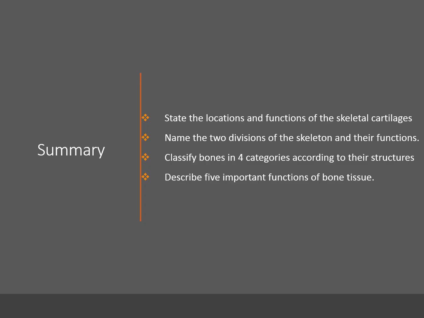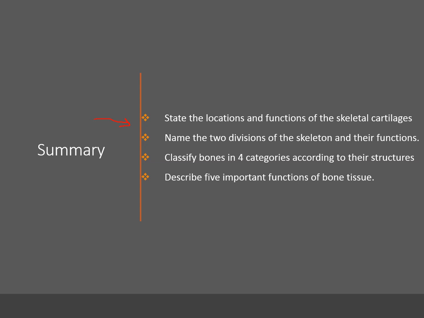So that brings us to the end of this video. During this video, I talked about the 3 types of skeletal cartilage. Remember, we talked about the hyaline cartilage, which connects bones together. It's the cartilage that you find in your joints that provides lubrication and a little bit of shock absorption.